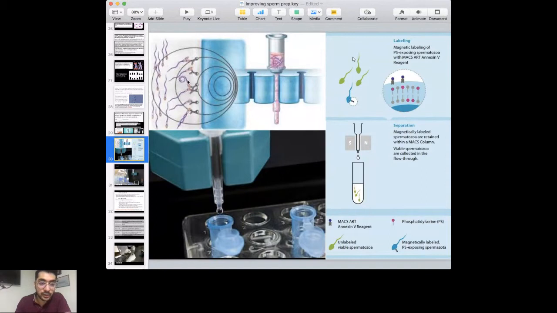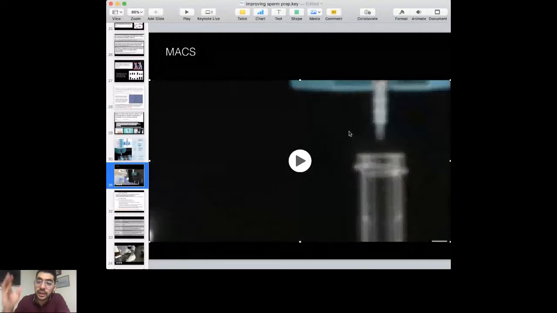So I have a short video of it. So you've mixed the magnetic beads into this column. You get the sperm sample from the incubator, load it onto the chamber, and then you just load it onto the tube and allow it to fall, right? And it'll automatically remove all of the apoptotic sperms from the non-apoptotic ones.